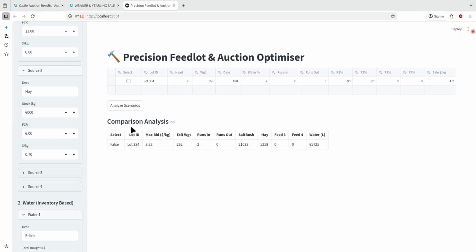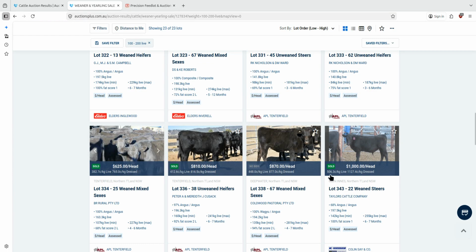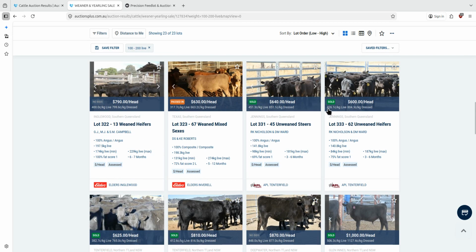So the comparison results here that we have are calculated with those factors and constraints put into place. The sale price expected at the end of the 180 days, taken to market or sold for auction, at $4.20 per kilo is about what some of this stuff is selling for: $4.48, $5 a kilo, $4.26, $4.51.